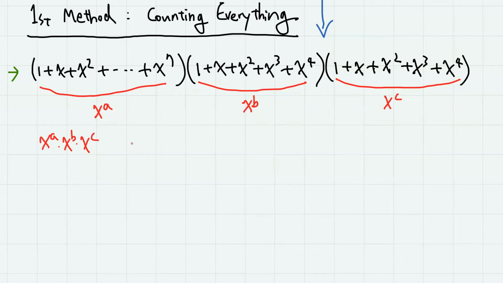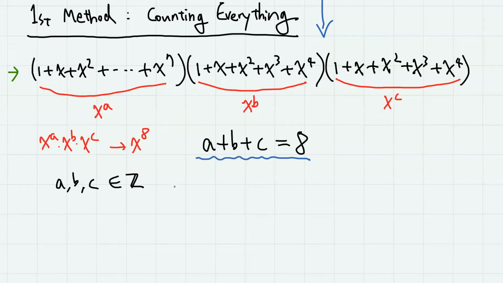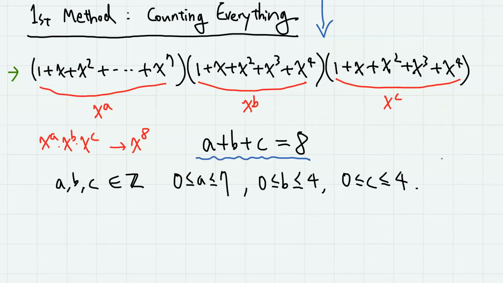If we want the resulting term to be x to the power of 8, then a, b, and c must satisfy a plus b plus c equals 8. Here, a, b, and c are integers satisfying these ranges because we have 7 here, and 4 here, and 4 here. Now let us examine the number of solutions to this equation by varying the numbers.